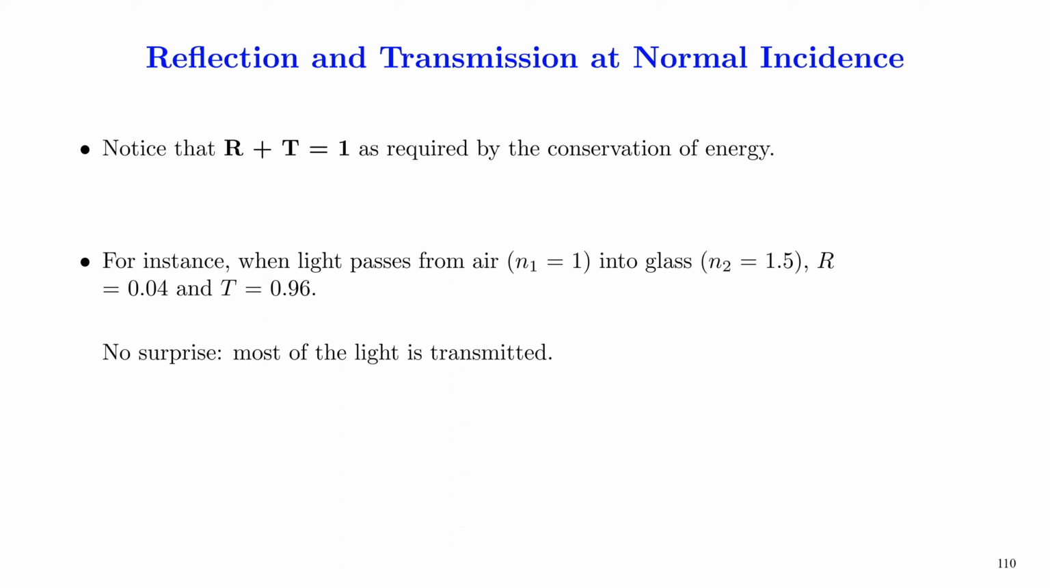And always the sum of the reflection coefficient and transmission coefficient will be equal to 1, as required by the conservation of energy. For instance, when light passes from air, a medium having refractive index n1 equal to 1, to glass, a medium having refractive index 1.5, the reflection coefficient is found to be 0.04 and the transmission coefficient is found to be 0.96. So when we add R and T, that will be equal to 1. Because the transmission coefficient is 96%, we see that most of the light in air is being transmitted to glass.